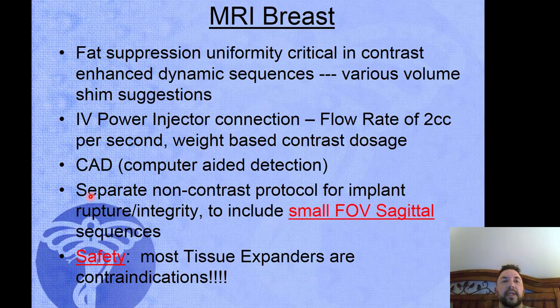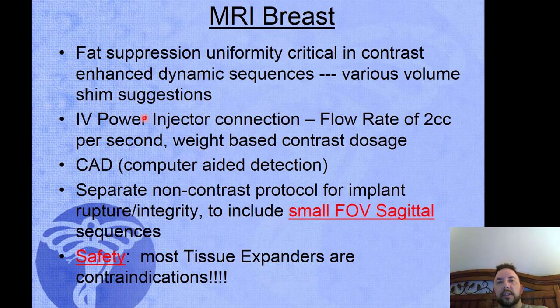Fat suppression uniformity, again, is critical. So do not inject the contrast until you have ensured that you have uniform, homogeneous fat suppression across your image. And there'll be some various volume shim suggestions that we'll look at shortly.